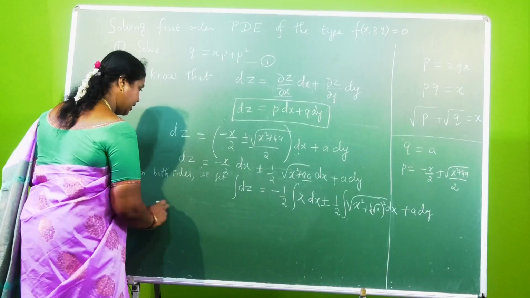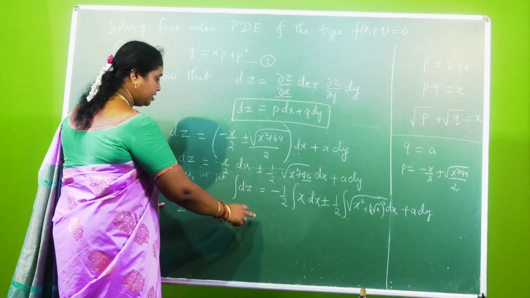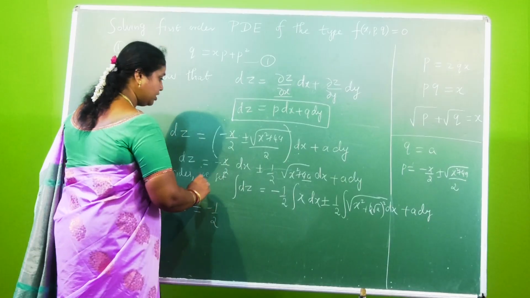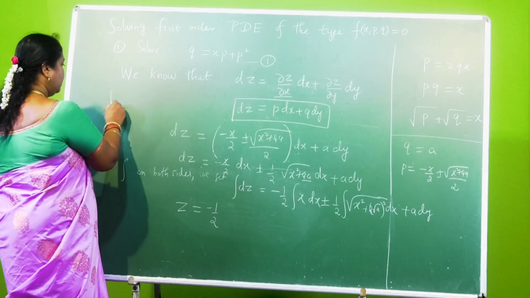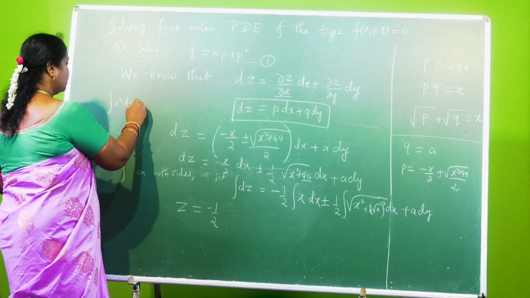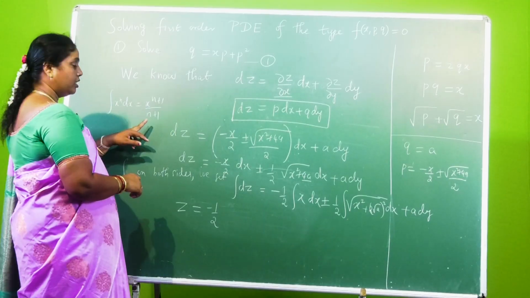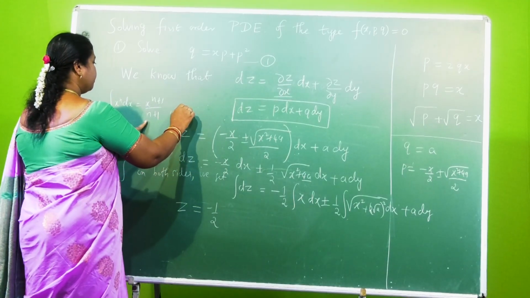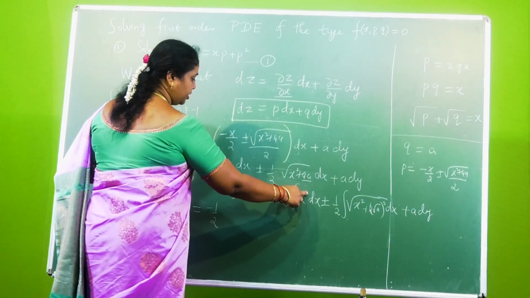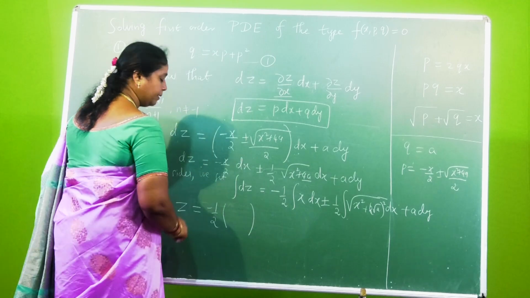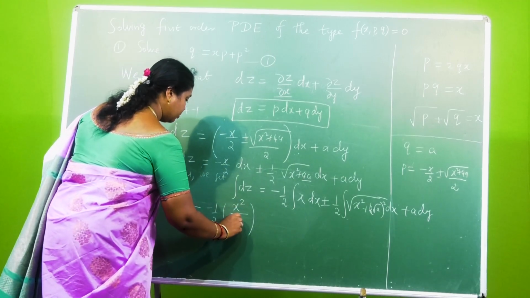Shall we write the answer? So what is integral of dz? That is simply z. What is integral of x dx? So we are going to use that formula. What is the formula? Integral x power n dx is x power n plus 1 divided by n plus 1, provided n is not equal to minus 1. Here x power is 1. So it will be x power 1 plus 1, that is x square divided by 1 plus 1, that is 2.